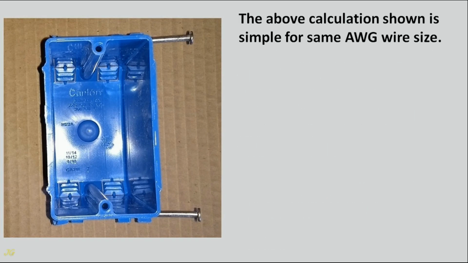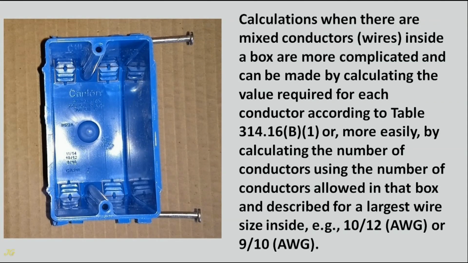The above calculation shown is simple for same gauge wire size. Calculations when there are mixed conductors, wires, inside a box are more complicated and can be made by calculating the value required for each conductor according to Table 314.16(B)(1), or more easily, by calculating the number of conductors using the number of conductors allowed in that box and described for the largest wire size inside, for example, 10 wires of 12 gauge or 9 wires of 10 gauge.